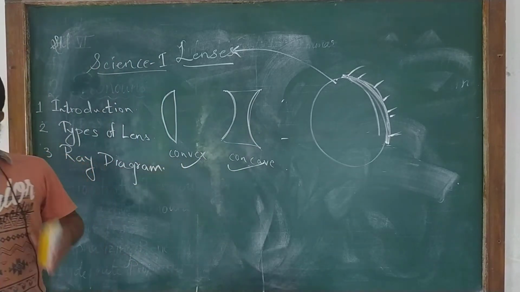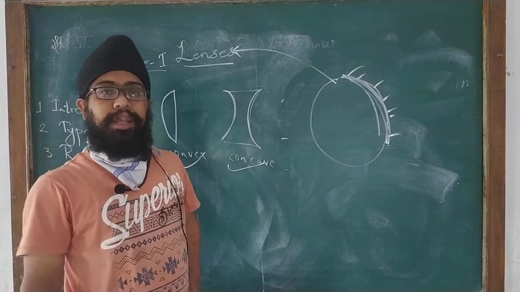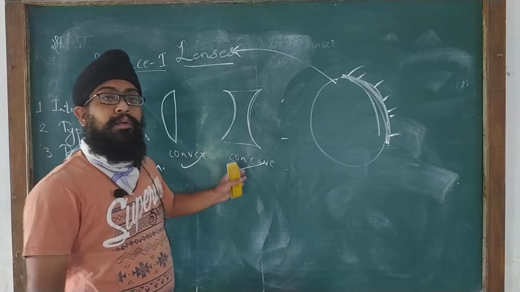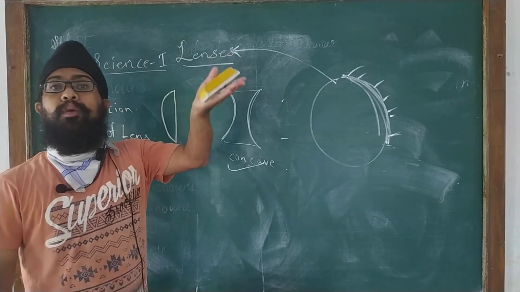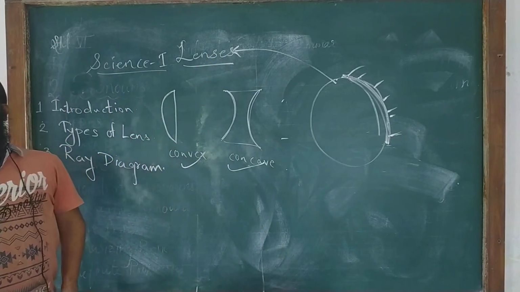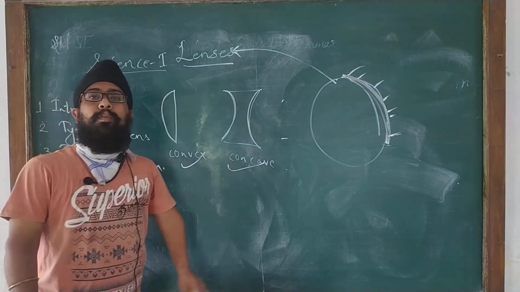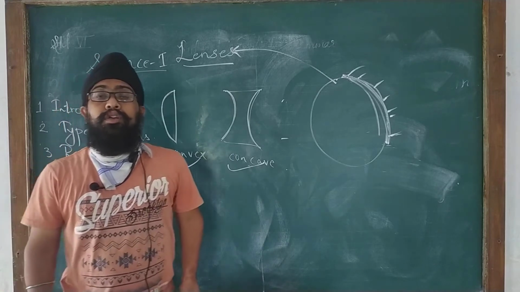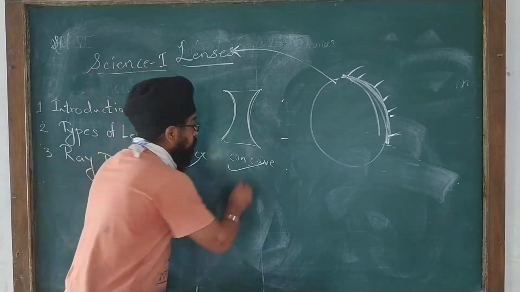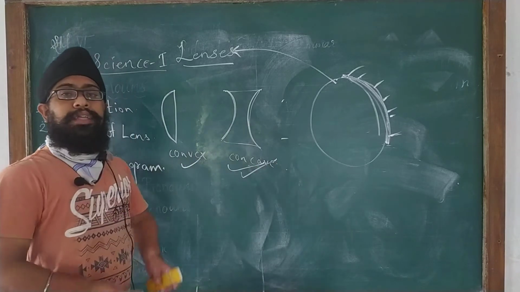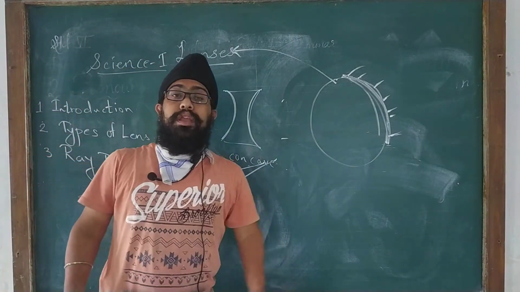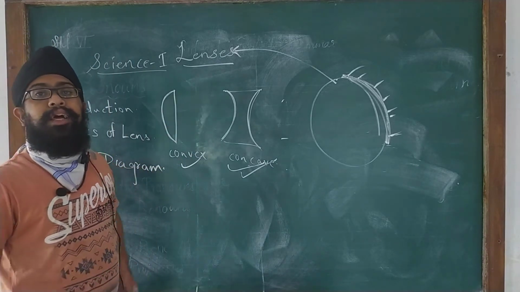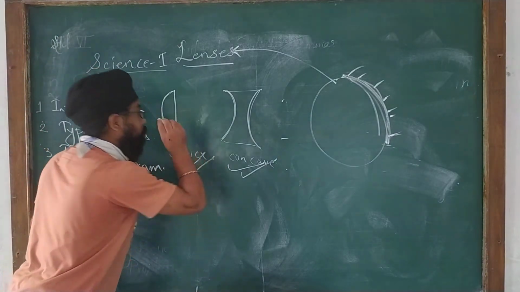Convex is used to see nearby objects clearly, correct? That is said to be your myopia. Concave is used to see far objects, that is distant objects, that is hypermetropia. Now in a telescope, we use binoculars. Binoculars, यानी कि दूरबीन, जो हम लोग objects दूर के देखते हैं, they contain concave. Whereas a compound microscope and all, we can see small, tiny objects clearly, which we cannot see with our naked eyes. They have convex.